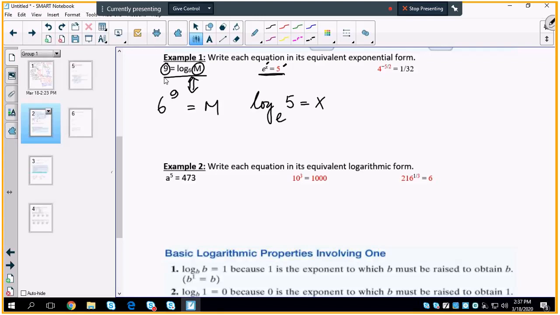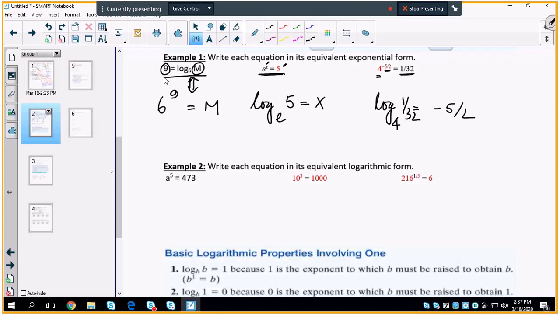Similarly, you have exponential, change it to logarithmic. As soon as you say change it to logarithmic, I will go ahead and write logarithmic. Input is negative 5 over 2, so that should be the output. Output in the exponential is 1 over 32, so that should be the input. And the base is 4, so it's log of 1 over 32 to the base 4, answer is negative 5 over 2.